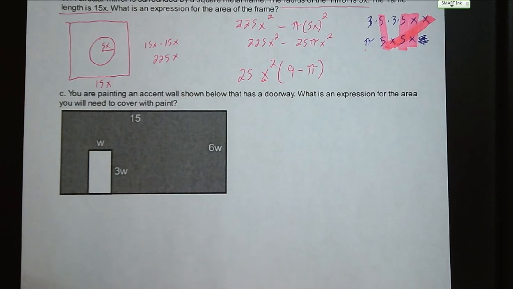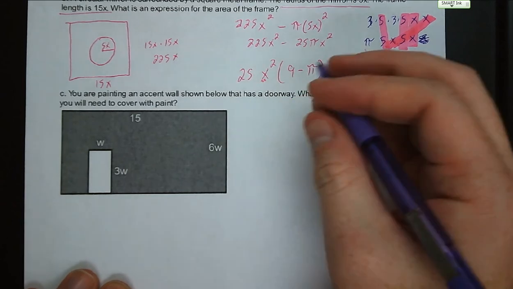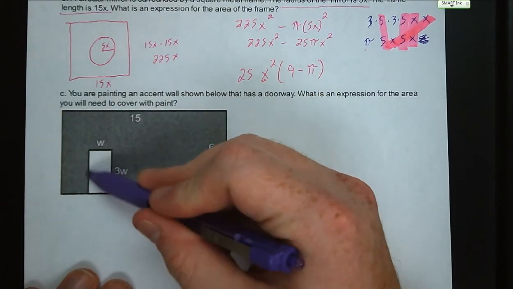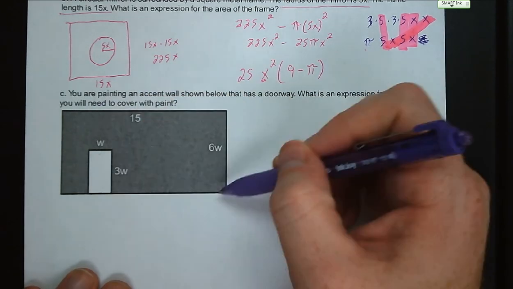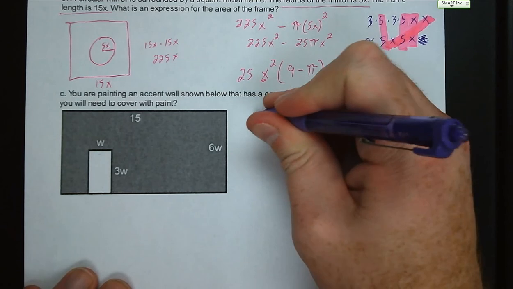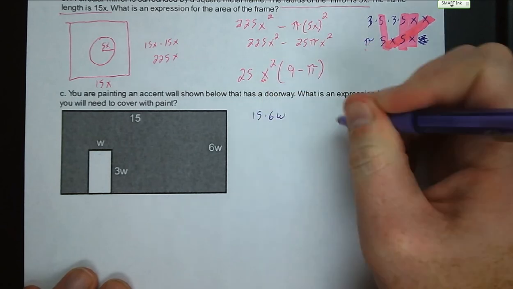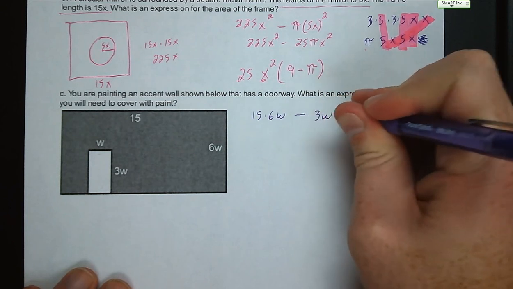You're painting an accent wall shown below that has a doorway. What is an expression for the area that you need to cover with paint? So the area of my rectangle is what's being painted, and this doorway is not going to be painted. So I need to find the area of the big rectangle minus the small rectangle. So we have 15 times 6w minus 3w times w.